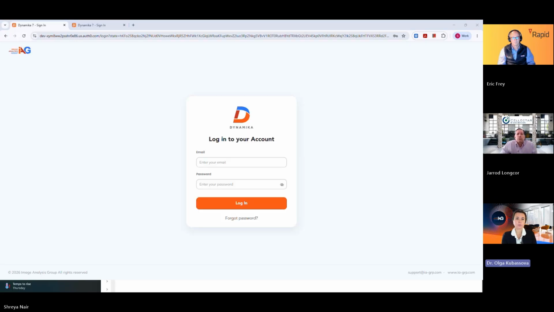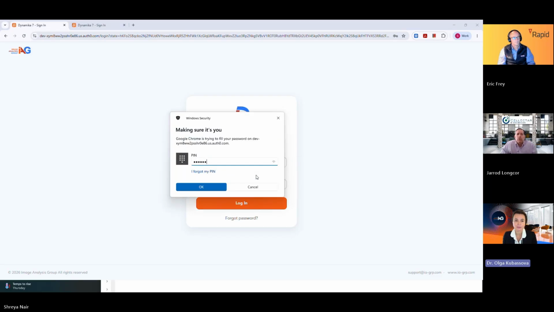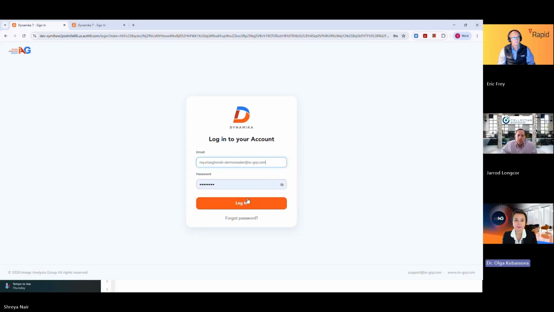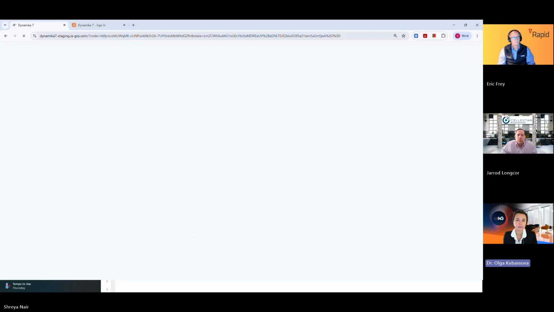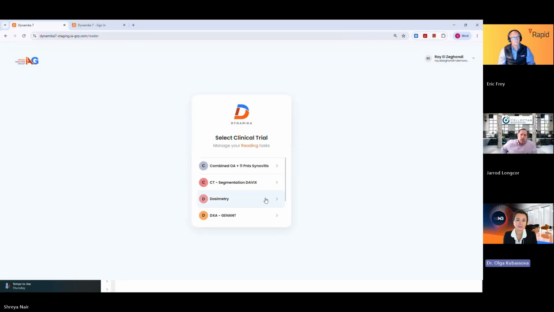And of course, as Shreya is opening that, all of this is happening simultaneously at all times. So the readers, the sites, the imaging specialists. So per day, we see thousands and thousands of scans loading, reading, receipt, and so on.